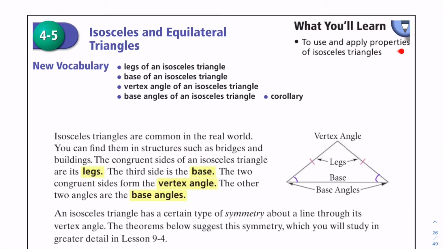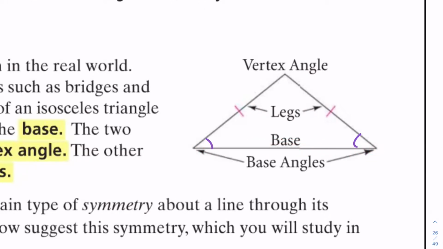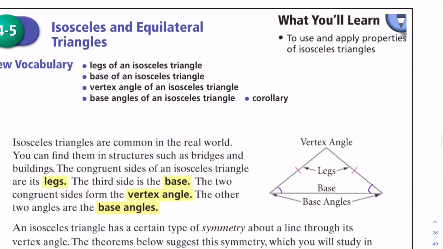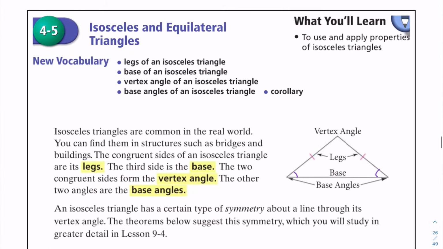So we're going to use and apply the properties of isosceles triangles. So here you have the legs. These are legs. Base is this right here. The vertex angle is the one that's stuck between the two congruent sides. The base angles are the ones that are along the base. These two form the base right here. And we're going to talk about what corollary means and a few other definitions that stem from corollaries.